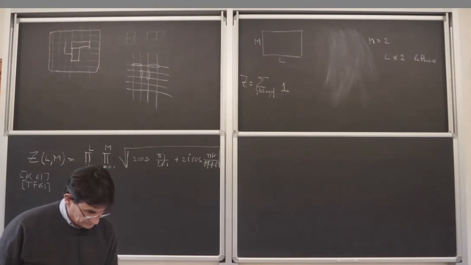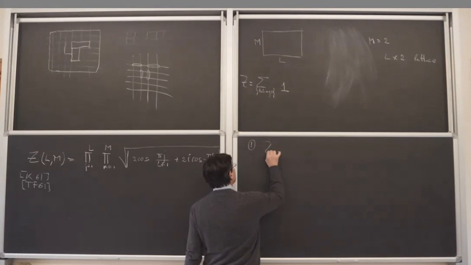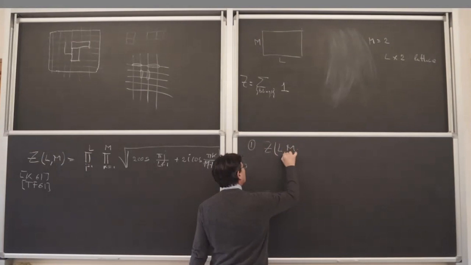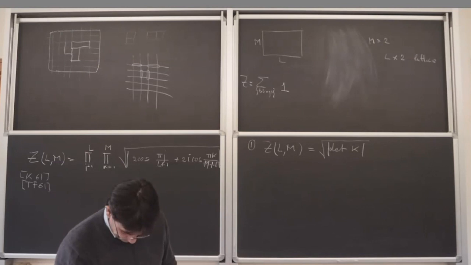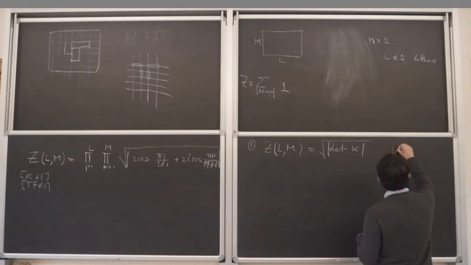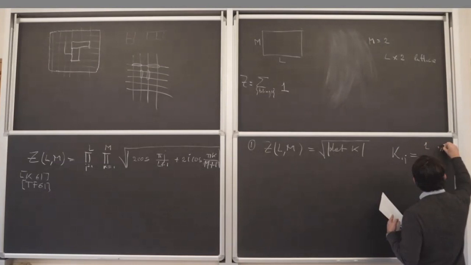So let us write the first step. The first step is that Z_LM can be written as the square root of the absolute value of the determinant of some matrix K, where K is the adjacency matrix. That is, K is equal to one if i and j are connected by some edge in the graph picture, and zero otherwise.